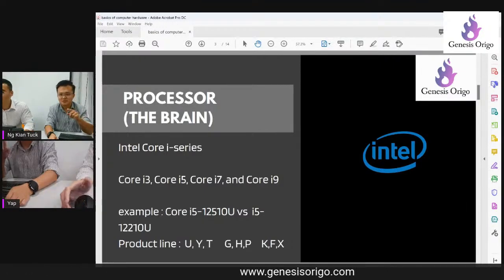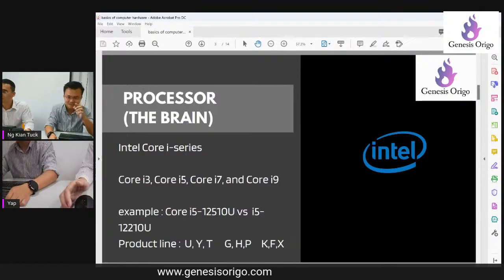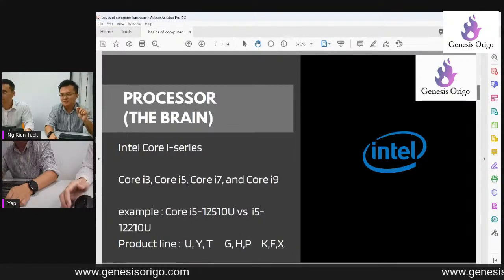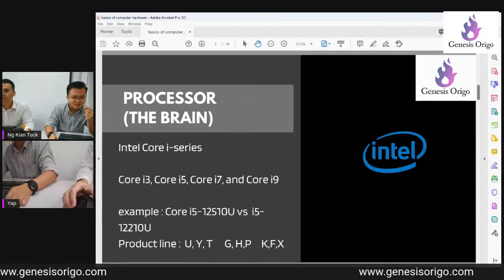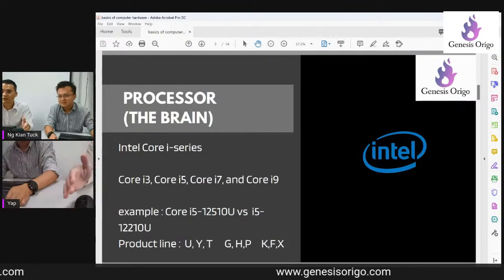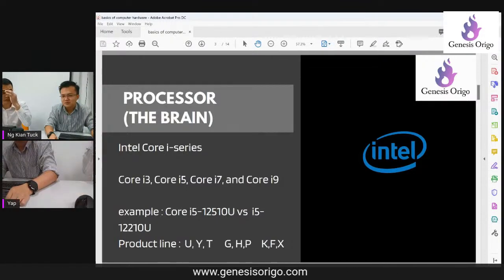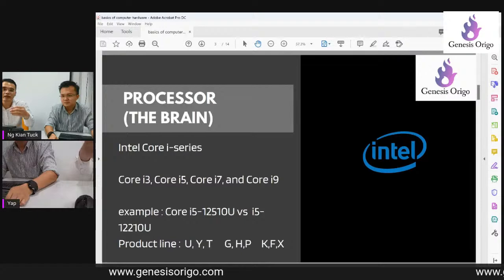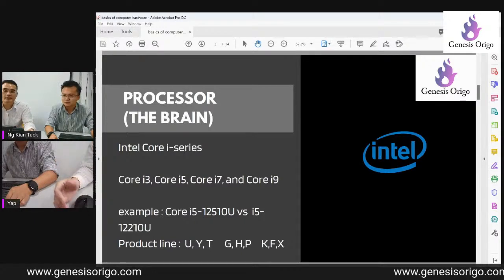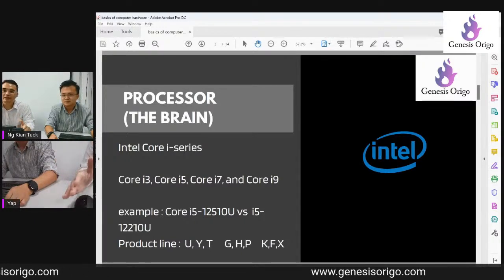I think the alphabet at the back means something, right? Like 12210U. And what does that actually mean? Maybe we talk about the 510 and the 210 difference first, and then as the logic goes, the higher the number, the better the performance. So 510 will perform better than the 210.